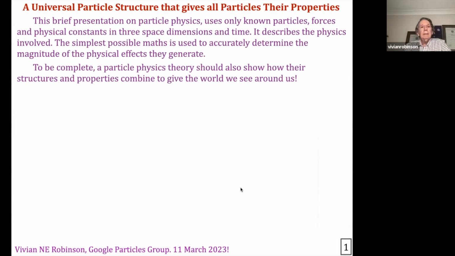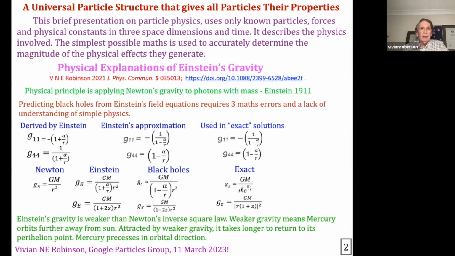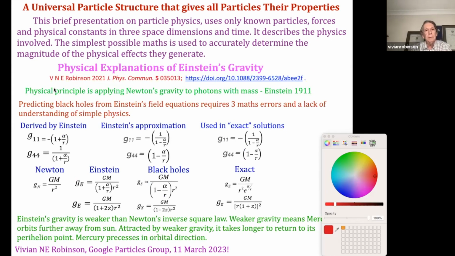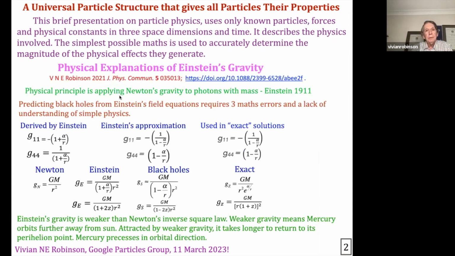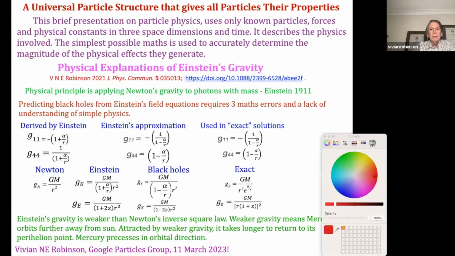But before I start, just to show one example of how this works, I refer you to this paper, which you can view at either of these addresses. And the physical principle that Einstein used was that he applied Newton's gravity to photons that had mass. And that was a paper he wrote in 1911.